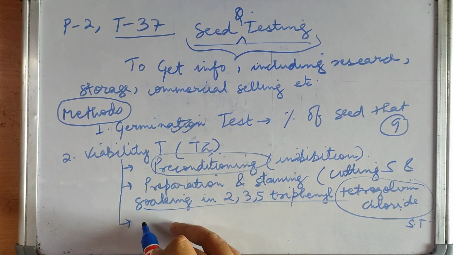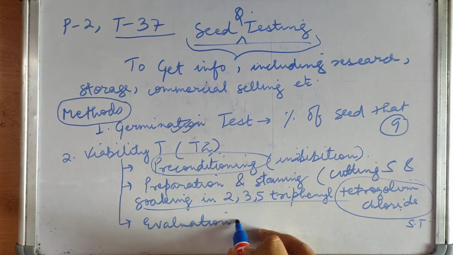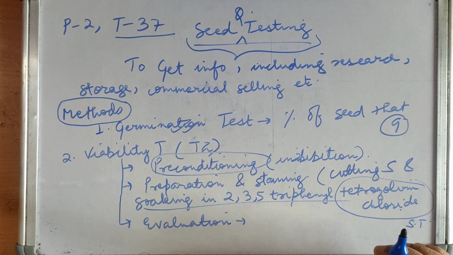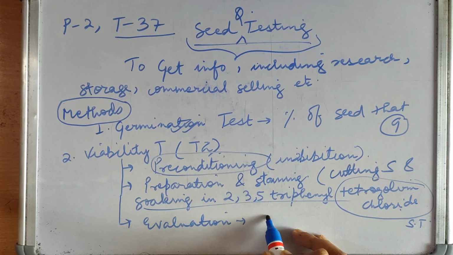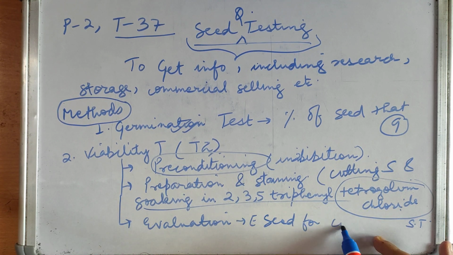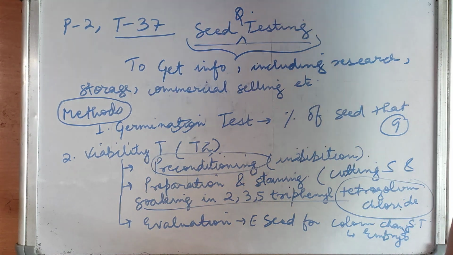And third is evaluation, that is examining the seed for color change in the embryo. So this was evaluation. So this was the viability test.